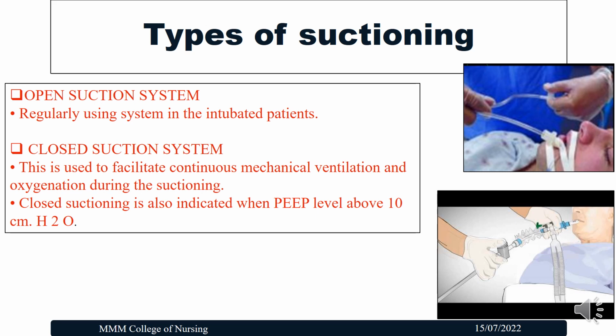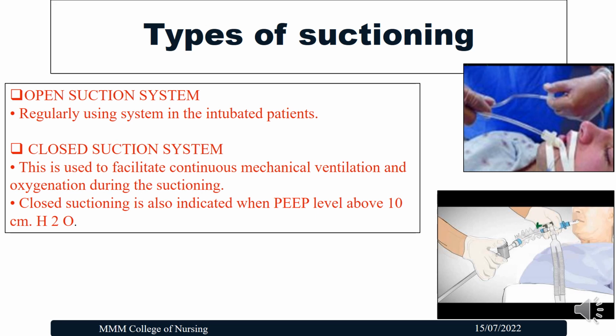Types of suctioning or methods of suctioning. There are two methods of suctioning. One is the open suction system and the other is the closed suction system. In the open suction system, the patient is disconnected from the ventilator and a single use suction catheter is inserted into the endotracheal tube to remove the secretions. This type of open suction system is regularly used in intubated patients.